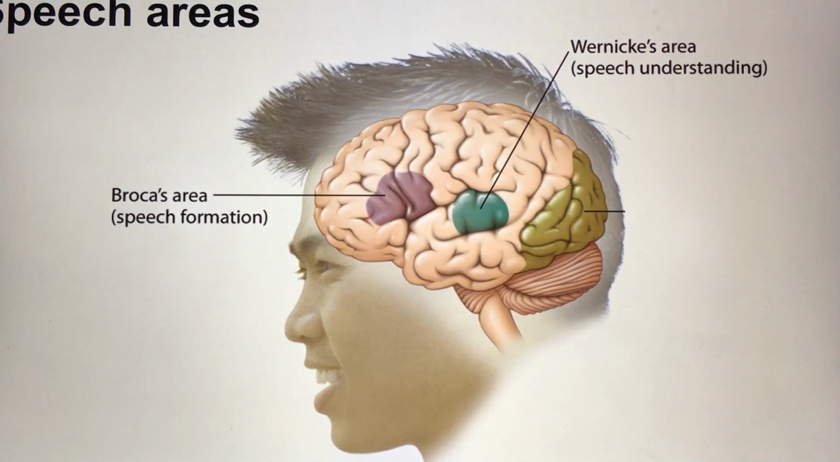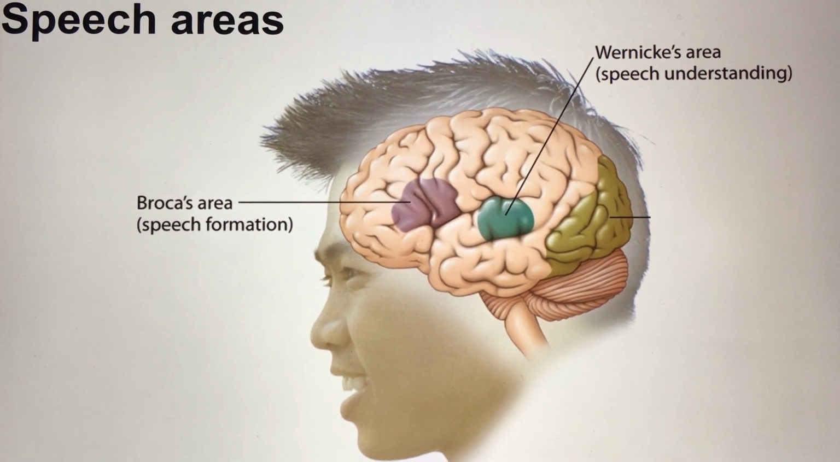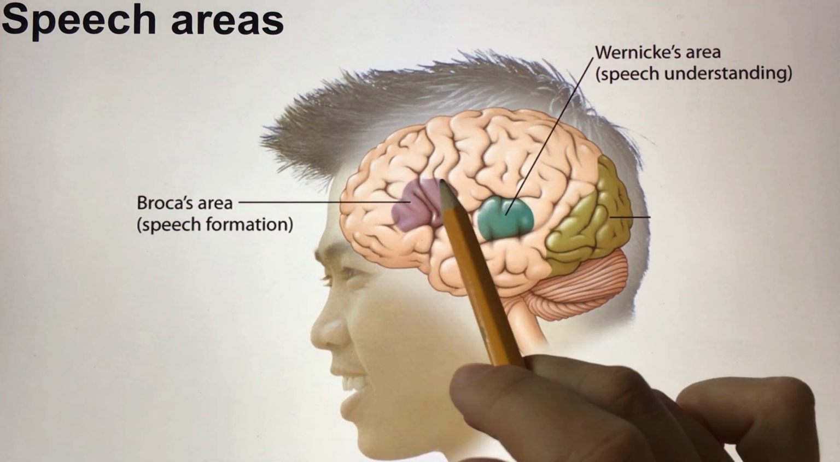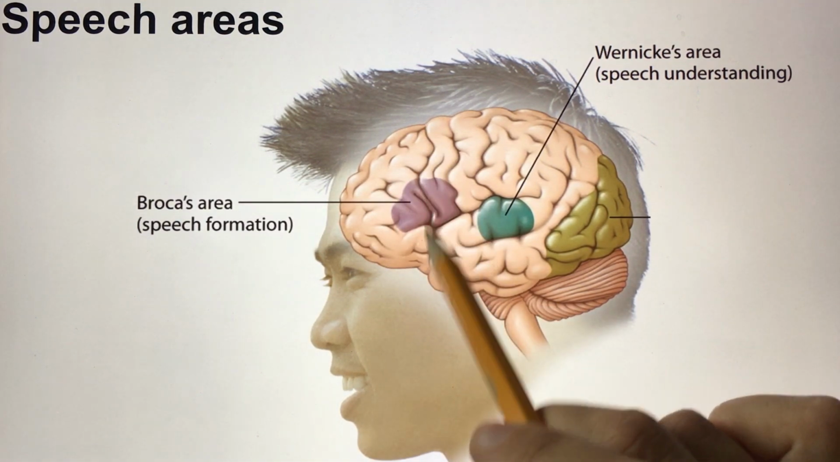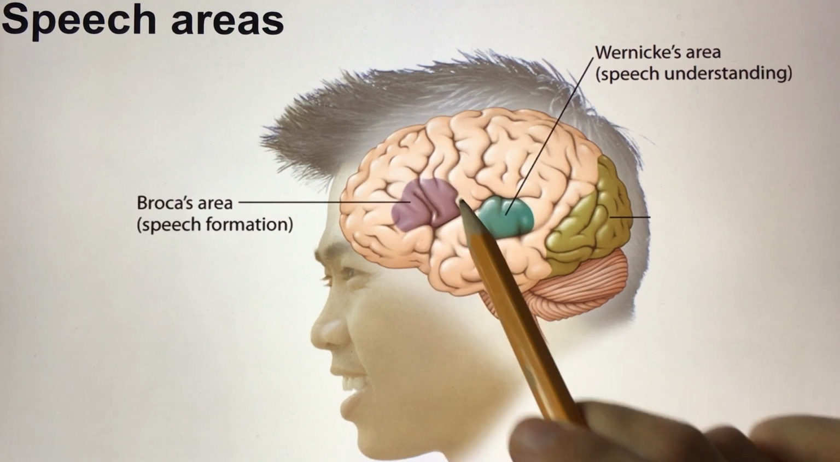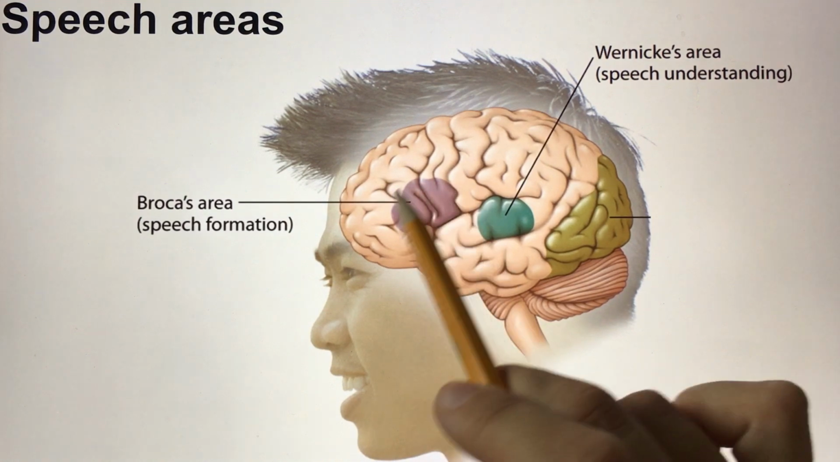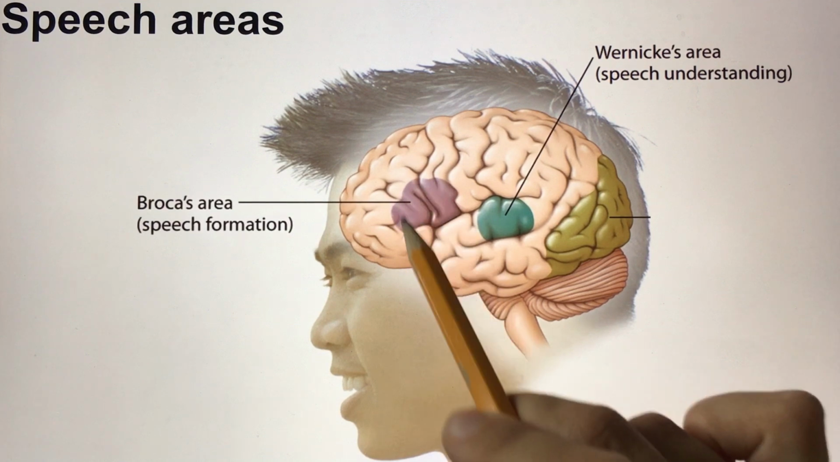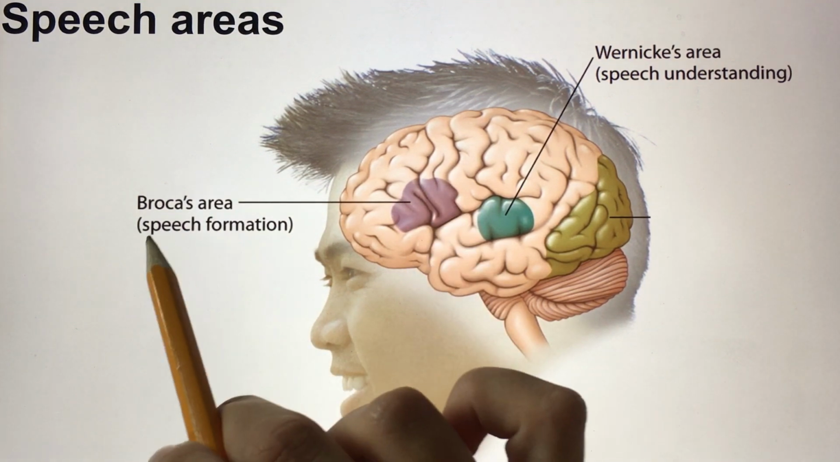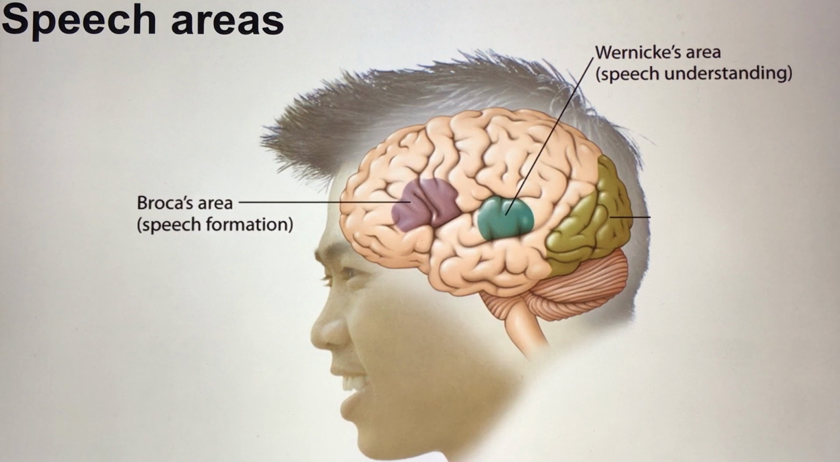Okay, so here's a cool example that demonstrates the difference of how the right and the left brain function. Let's review the functions of the right and left hemispheric lateralization on the example of these two areas. This area right here is in the frontal lobe, on the side of the frontal lobe. This is called Broca's area. This is the area that's involved in speech formation, translating our thoughts into words.